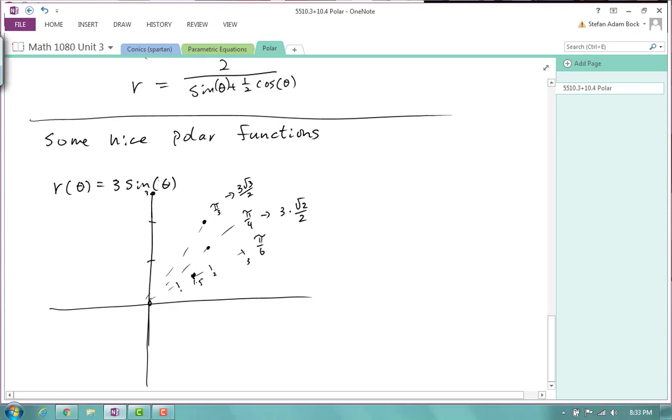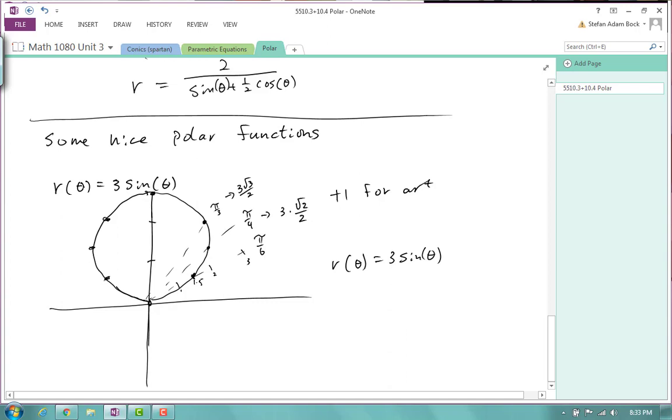But then after this, sine starts to go back down, and I'm actually going to end up getting a mirror of all of the points I've already plotted so far. And so what I should end up seeing, as I plot from 0 to pi, is I get a circle. Plus 1 for art. So r of theta equal to 3 sine of theta.